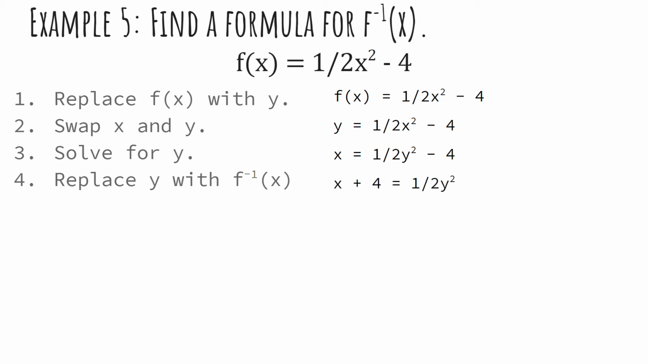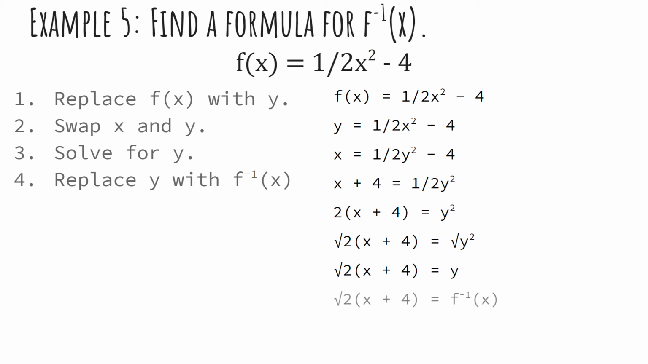So we'll add 4 to both sides. Multiply both sides by 2, and then take the square root. So underneath the square root is that 2 times x plus 4, but since we're using Google Slides, there's not really a good way to write the equation in there. And of course, you can distribute that too if you want to, but you don't have to. And then make sure you rename it with the inverse function notation.